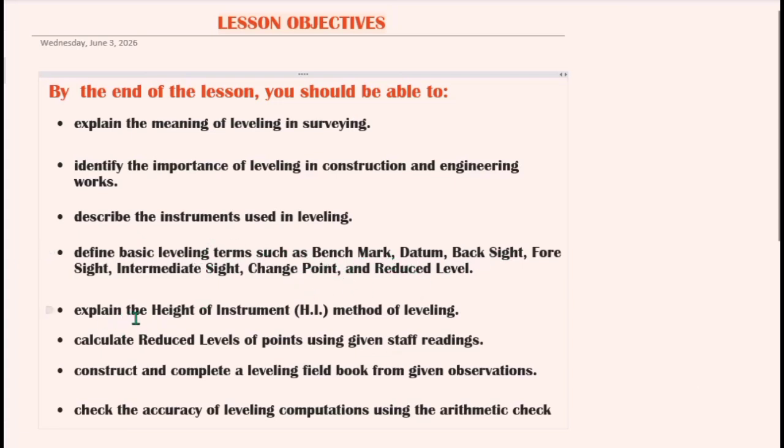We're also going to define basic leveling terms such as benchmark, datum, backsight, foresight, intermediate sights, change point and reduced level. We're also going to explain the methods of determining reduced level, that involves the height of instrument or height of collimation method, either you see it as HOC, height of collimation, or height of instrument. We'll calculate the reduced level using this method, construct and complete a leveling field book from given observations, and check for accuracy, still using this method.